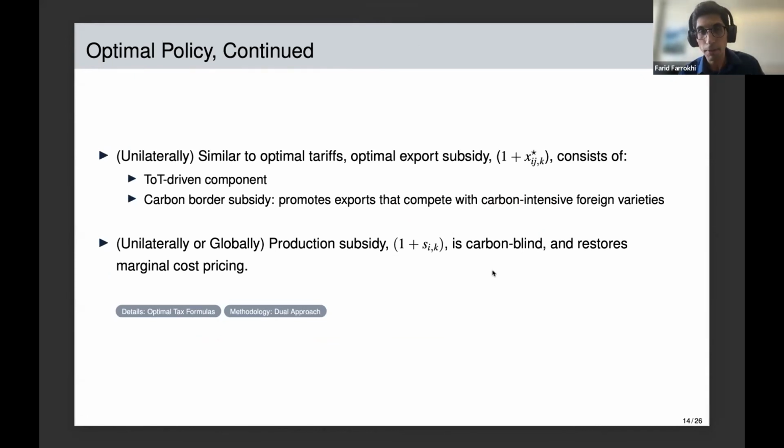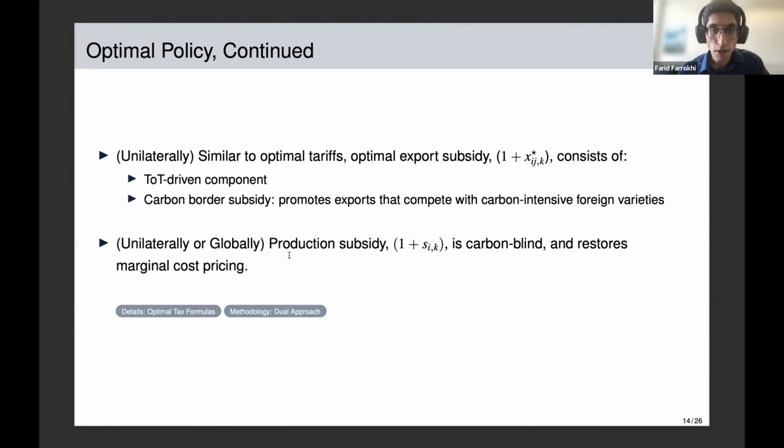For the sake of time, let me mention that we should also have optimal export subsidies, and by Lerner symmetry, it is the combined effect of import tax and export subsidy that matters. However, similar to optimal tariffs, optimal export subsidy consists of two components. One is terms of trade driven. The other promotes exports that can compete with carbon intensive foreign varieties to any destination, and we may call it carbon border subsidies. I'm happy to show you the exact formula, but for the sake of time, I found it better to deliver the intuition in terms of the two components that it has.